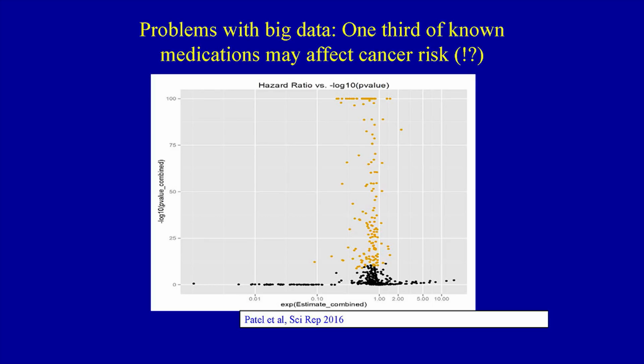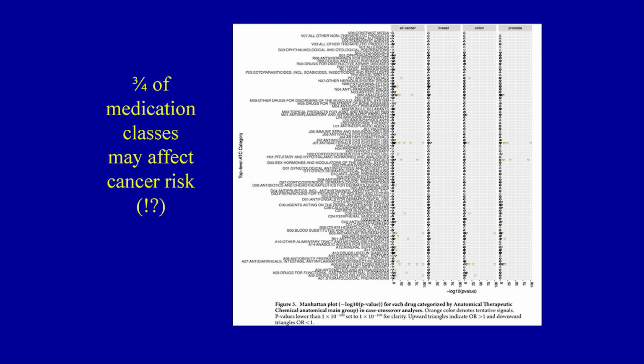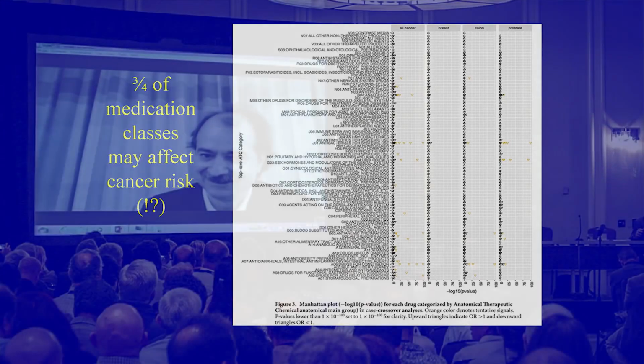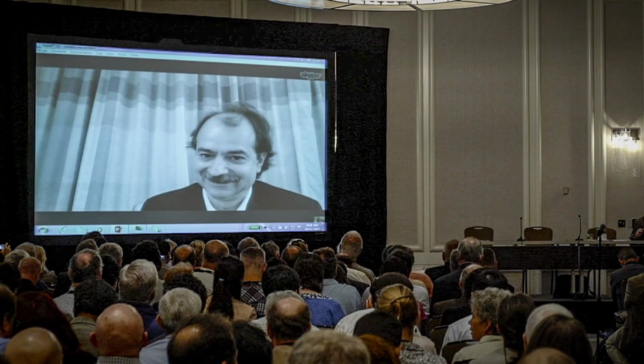And as you see, we got lots of p-values that are 10 to the minus 100. And 1/3 of known medications were found to affect cancer. This is clearly not believable. And actually, if you group medications into medication classes, then 3/4 of the medication classes may seem to affect cancer risk with very, very strong statistical inference. But clearly, this makes absolutely no sense. The problem here is that we have a lot of data, and we are applying null hypothesis significance testing in the presence of an extremely powered environment that is just creating havoc.